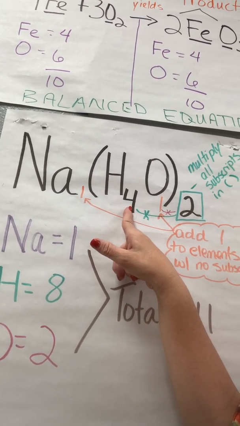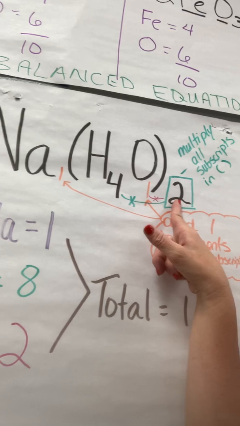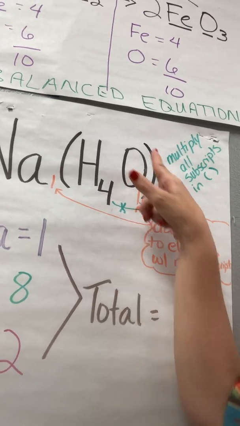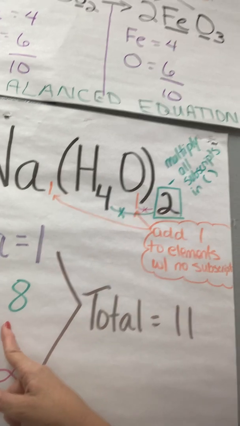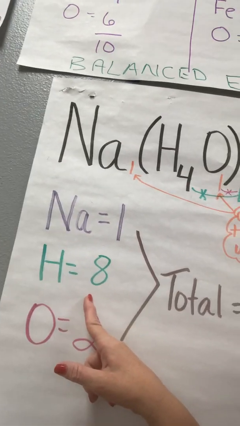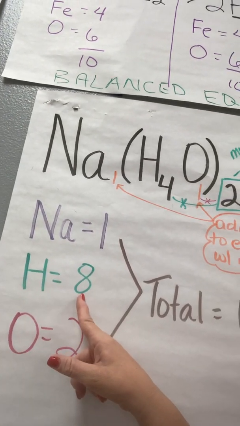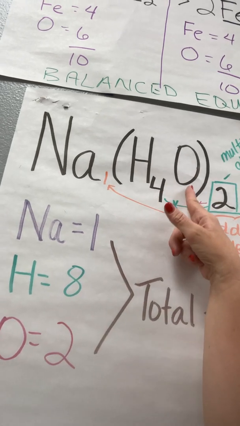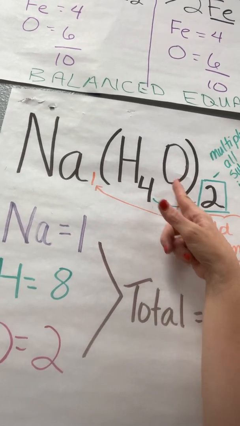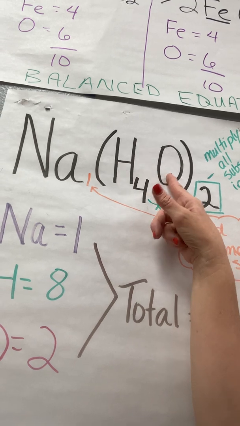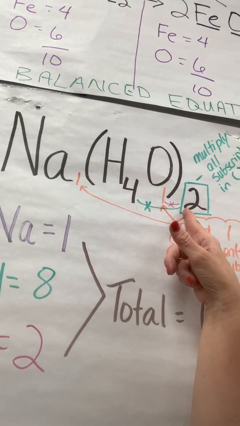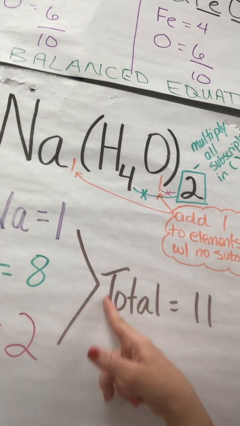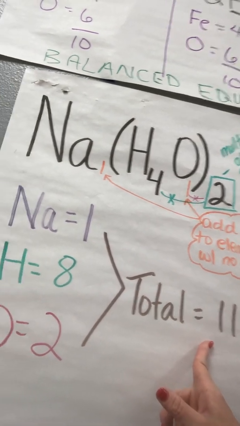Then you have 4 hydrogen, but then over here, you have a subscript of 2 outside the parentheses. So 4 times 2 is going to give me 8. Okay, so that gives me 8 hydrogen atoms. Then I have my imaginary 1 that I've put next to O, which is actually oxygen. The O for oxygen times 2 gives me 2. So that gives me a total of 11.